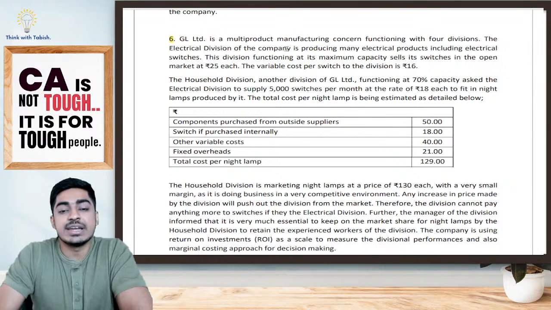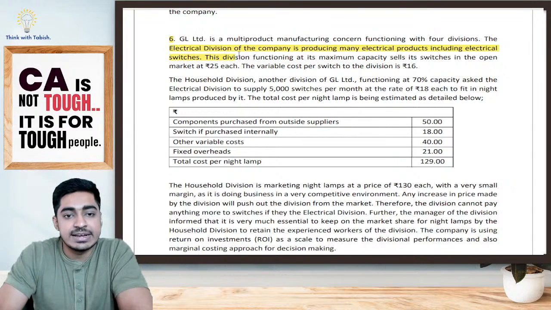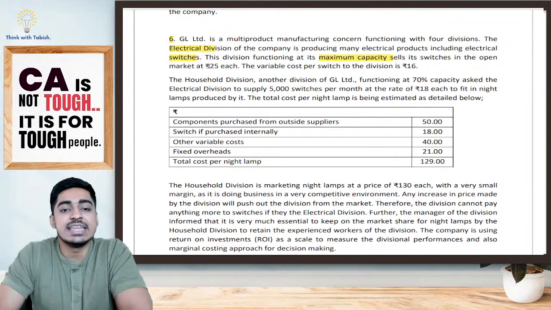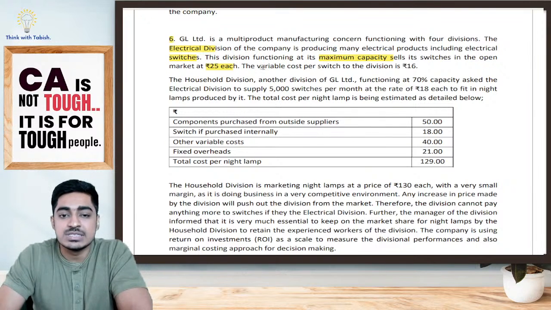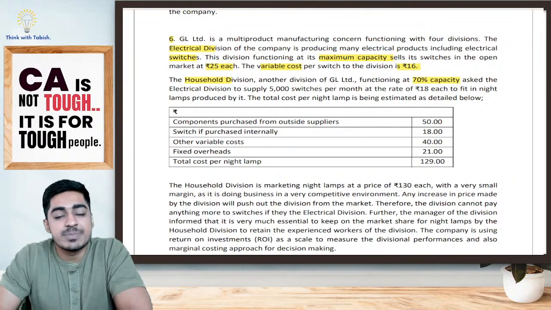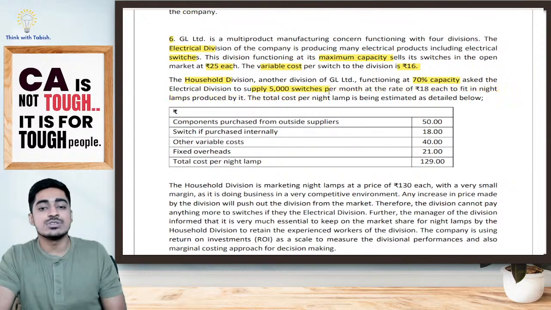GL Limited is a multi-product manufacturing company having 4 divisions. Firstly, we have the electrical division, which is manufacturing switches. The division is functioning at its maximum capacity. It is selling in the outside market at 25 rupees. Variable cost is 60. We have one more division, the household division, which is functioning at 70% capacity. It is asking the electrical division to please supply 5,000 switches per month at 18 rupees.